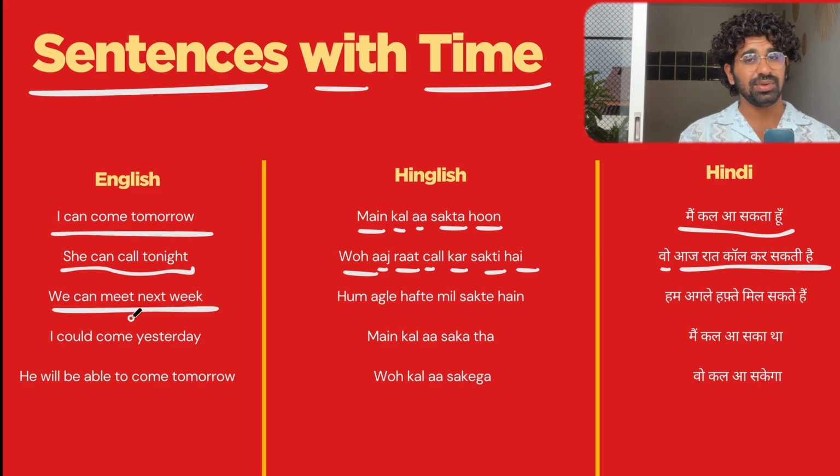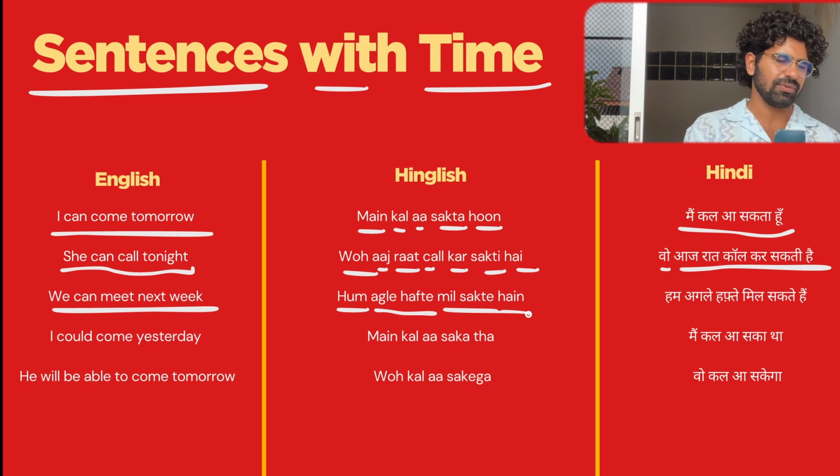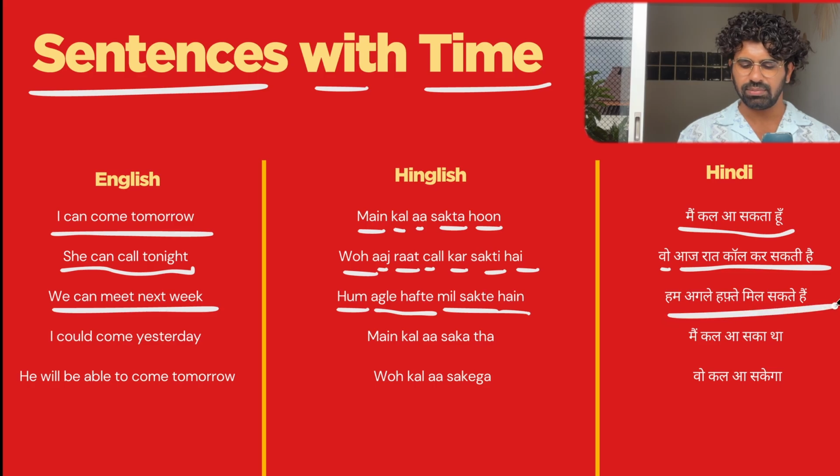So we can meet next week is हम, which is we. अगले हफ्ते is next week. मिल सकते हैं. मिलना is to meet. सकते हैं, of course, can, right? So we can meet next week is हम अगले हफ्ते मिल सकते हैं. Perfect. हम अगले हफ्ते मिल सकते हैं.